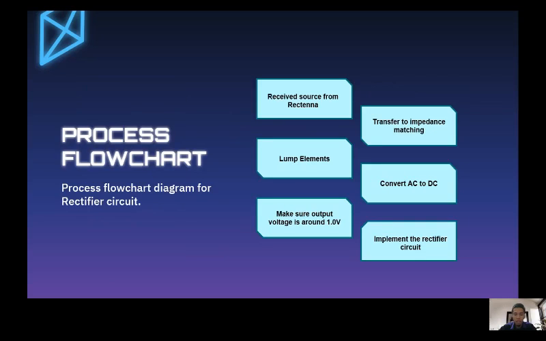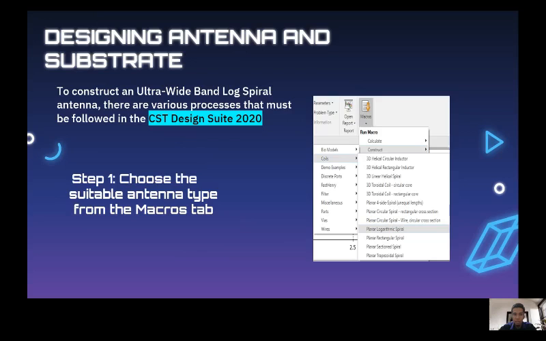Process flowchart of the rectifier circuit. Starting with receiving the source from the rectangle, then transferring it to the impedance matching, followed by lumped elements, and converting AC to DC. I must make sure the output voltage is around 1 volt. If not, I will redo the conversion from AC to DC. And if the voltage is around 1 volt, I will implement the rectifier circuit on the rectangle.